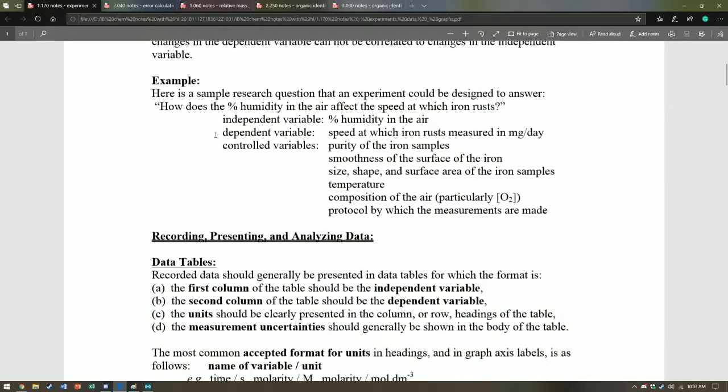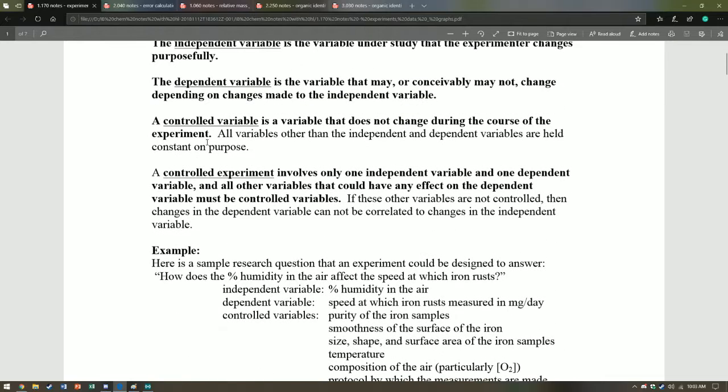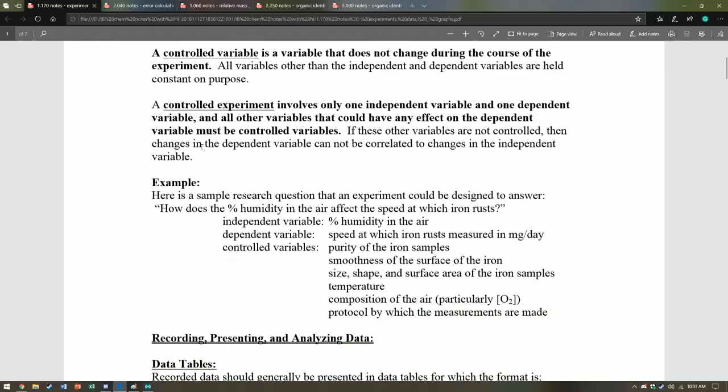When we design research questions, we generally go, how does the independent variable affect the dependent variable? More specifically, we could say something like, how does the percent humidity in the air affect the speed at which iron rusts? The independent variable is the humidity of the air, and the dependent variable is the speed at which iron rusts. You have to have a way to measure the dependent variable. In this case, they're using milligrams a day. You could use molar per unit time, and so on.